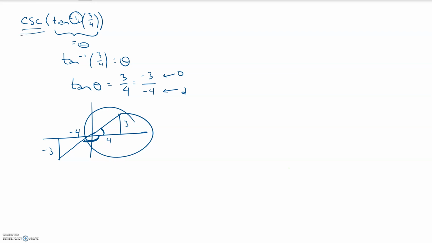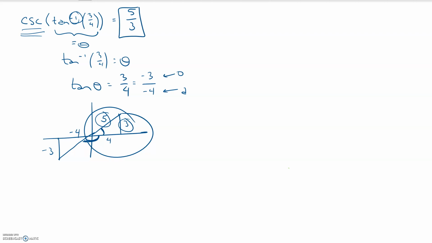And now we need to find the cosecant of it. Cosecant is CHO, that's hypotenuse over opposite. Our hypotenuse is 5. You could use the Pythagorean theorem, or if you just know a 3, 4, 5 triangle. Either way, CHO, hypotenuse over opposite. We know this all equals 5/3.